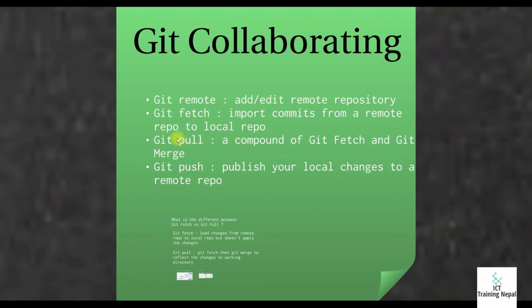So git pull is the compound of git fetch and git merge. If we say git pull, it will pull all the things from the repo, or all the things from the cloud. If we say git push, we are publishing the local changes to the remote repo. So if you say pull, we are downloading. If we say push, we are uploading.